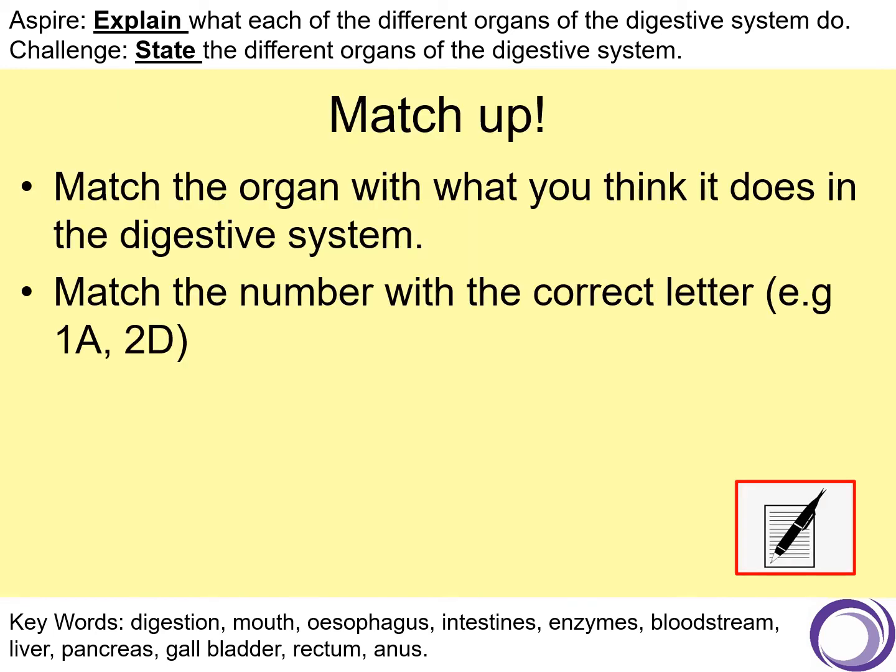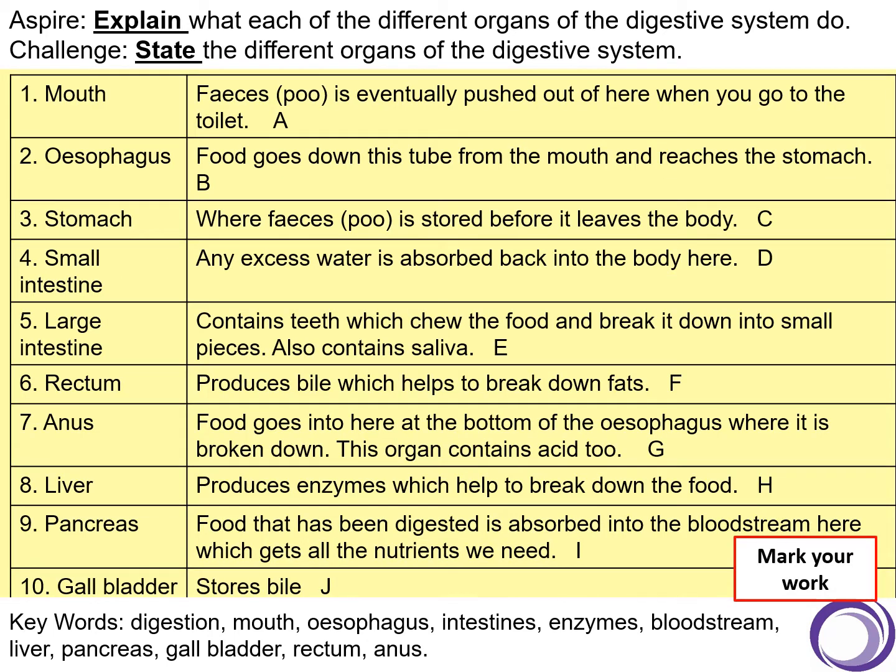The next task in today's lesson is to match the correct organ with what you think it does in the digestive system. So what I would like you to do is I would like you to write numbers 1 to 10 down the side of your page, and then all I'd like you to do is match it with the correct sentence. And if you can see at the end of the sentence there is a letter, so all you need to do is match the number with the letter. I am going to give you 4 minutes to do this. Off you go.